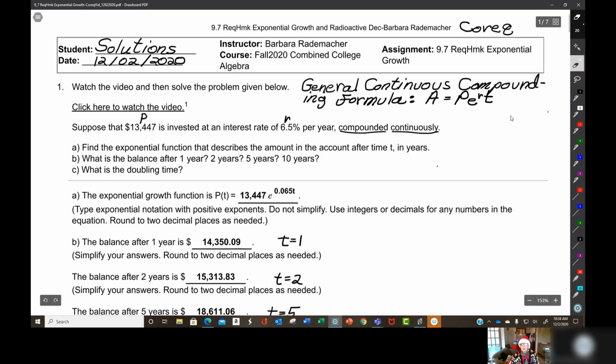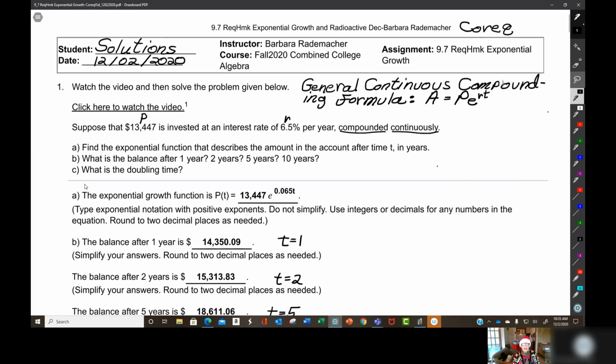So here it is, A equals P e to the r t. That's the way people remember it, A-P-E-R-T. And what it is: the accumulated amount equals the principal, the amount of money you put in the beginning, times e raised to the r t. The t is up here with the exponent. So that's what we're going to be dealing with.